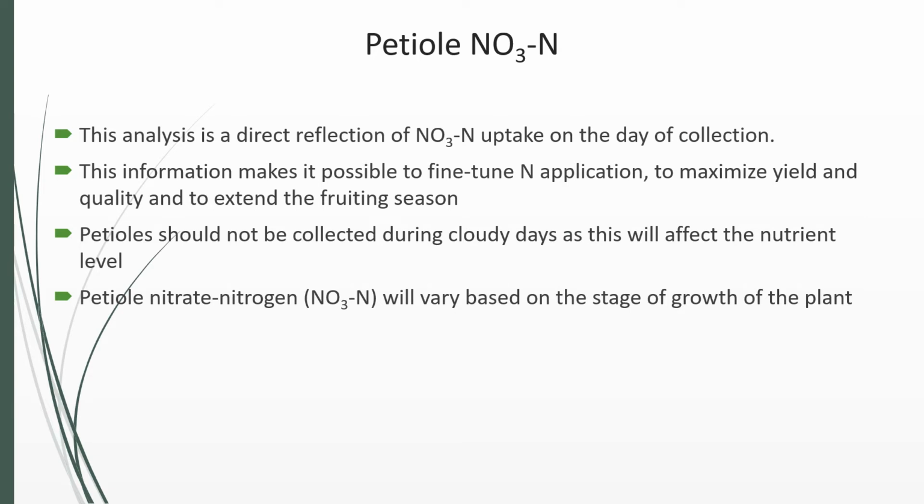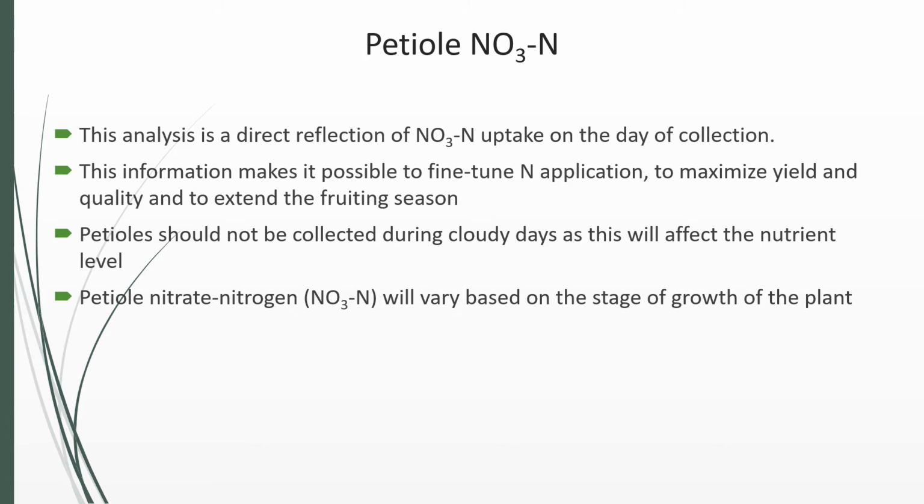Now let's go over petiole nitrate sampling in the strawberry. In addition to the standard leaf sufficiency ranges, strawberry management in the Southeast also includes analysis of nitrate nitrogen in the petiole. Petiole collection is a critical component of strawberry tissue sampling, especially when biweekly sampling occurs. Petiole nitrate analysis is able to provide a direct reflection of nitrate uptake on the day of collection. This information allows producers to fine-tune the nitrogen application to maximize yield and quality and to extend the fruiting season.